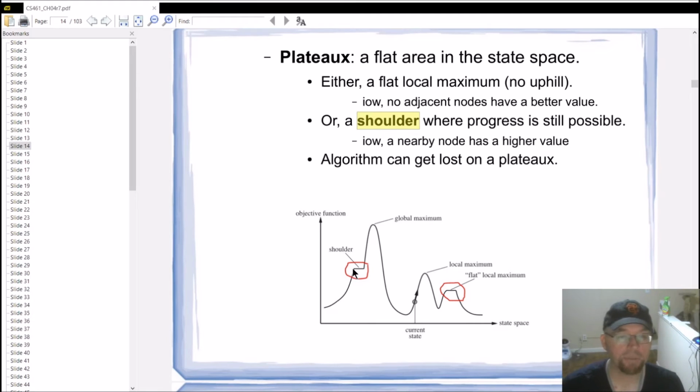Because you just have to move past one node and you're there, right? But you can have multiple nodes that are all adjacent to each other, and the nodes adjacent to them have no bigger value, so you're just stuck. There's no way you can get off of that.